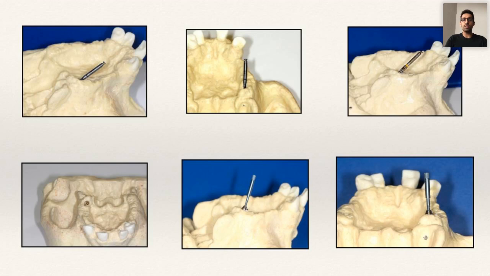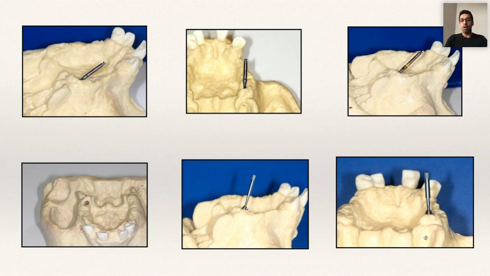Then we move along, and we go up the drill sequence. If you look at the bottom right image, you can see how much of the implant we are looking to place through the pterygoid plate. It's just 1 to 2 millimeters. You just want to engage that hard bone, and that engagement of the hard bone will give you the high torque value. Okay, and you can just see that in the bottom right.